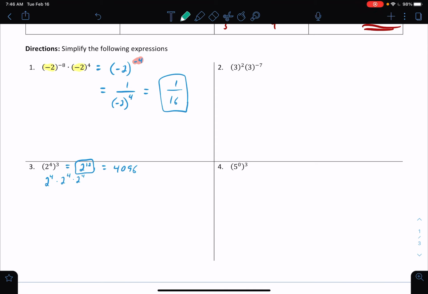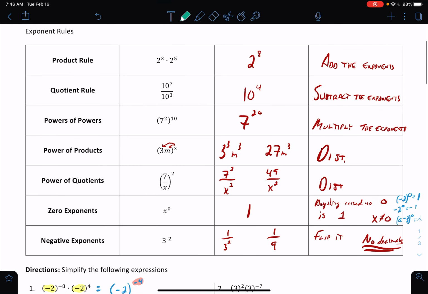So practice the evens. Email me or let me know if you have any questions. Have a good one. Make sure you study this chart and understand all the exponent rules. I'll see you when I see you.